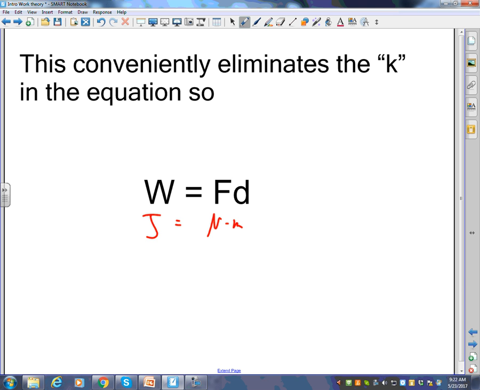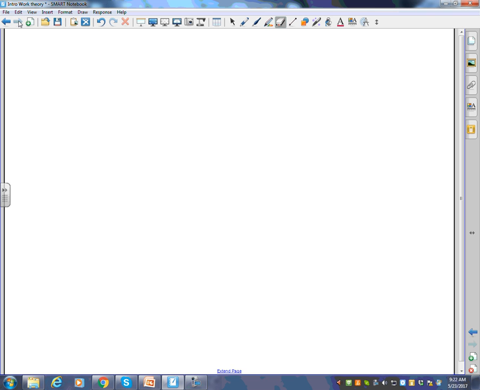If we wanted, we could have said that 1 joule is equal to 100 Newton meters, but then we'd have to have a K value of 100. Well, that would just be a lot of extra, pardon the expression, work. So we don't do that. That's it. Shall we do some sample questions?